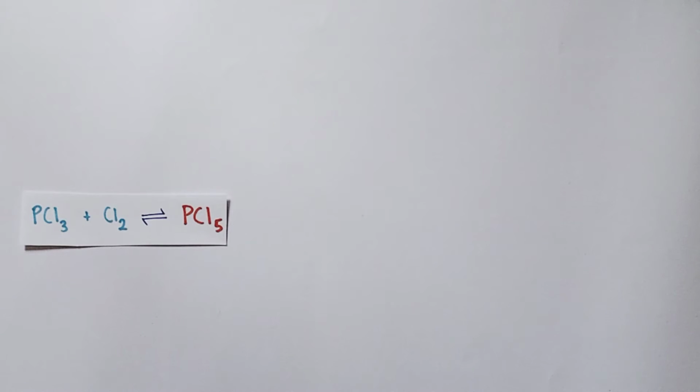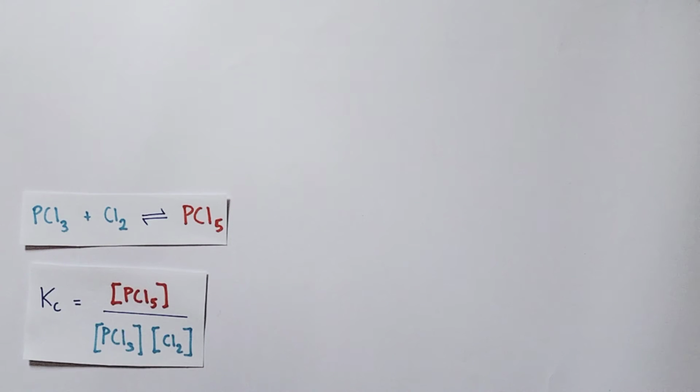Okay, on to worked example number 3. How do you write a Kc expression for this reversible reaction? By this point, I bet you're becoming absolute experts at this. So we've taken our PCl5 product concentration and divided it by the PCl3 concentration multiplied by the chlorine concentration, and that's the Kc expression for this reaction.